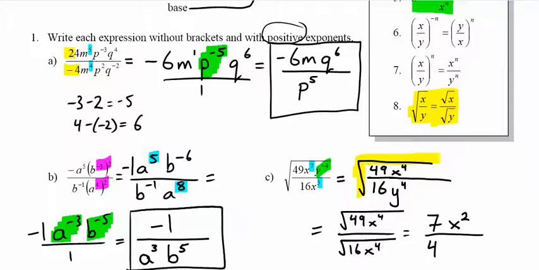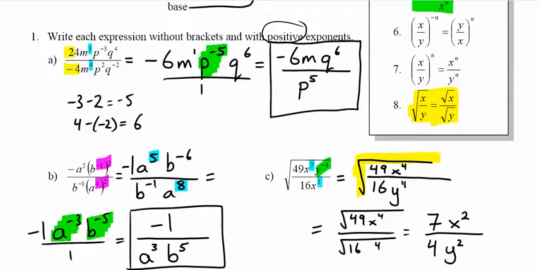And on the denominator, I clearly made a mistake. It should be y instead of x. Otherwise, everything would cancel off. Sorry about that. So your final answer is 7x squared over 4y squared. Are there any questions?